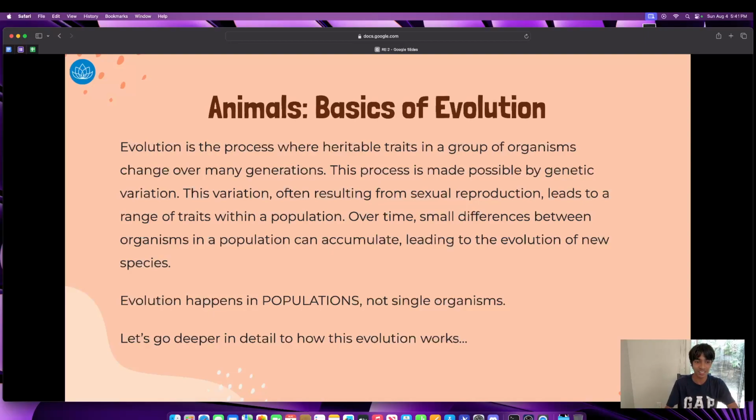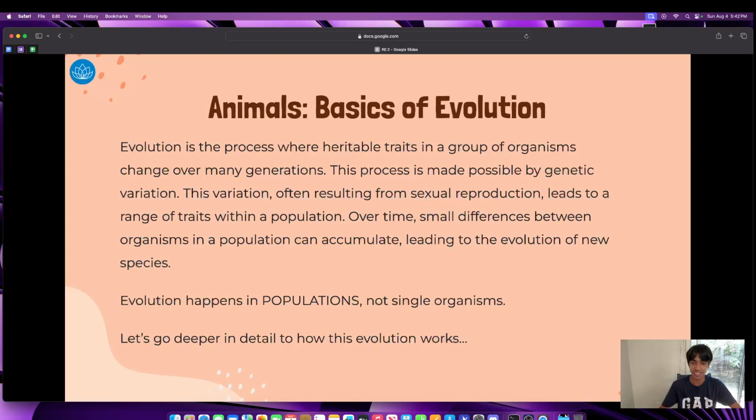So again, evolution happens in populations and not single organisms. So it cannot happen to one person. One monkey cannot lose its tail and then become a human, right? Evolution happens because a population wants to move somewhere, and it doesn't happen in one single organism. It happens over many years, and it happens because of a mutation that is beneficial to the environment.